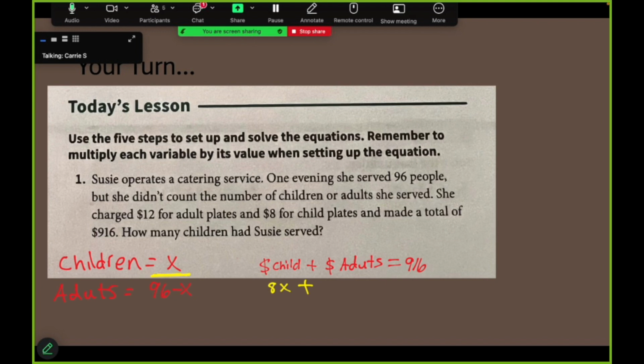It's 12 times 96 minus x. Good. Over here, the number of adults is just 96 minus x, and we don't have to plug in the x. We just go 96, not x. Just a second, let me go back. 96 minus x. I'm done. Now we just need to solve this equation.